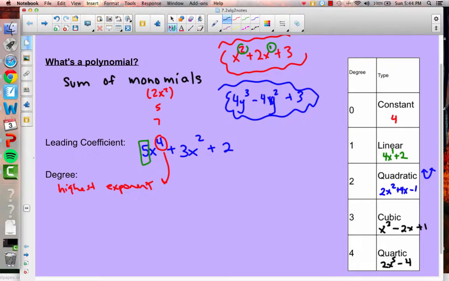So make sure you write down those names because you're going to need them later. And it's going to help you recognize what types of polynomials we're dealing with.